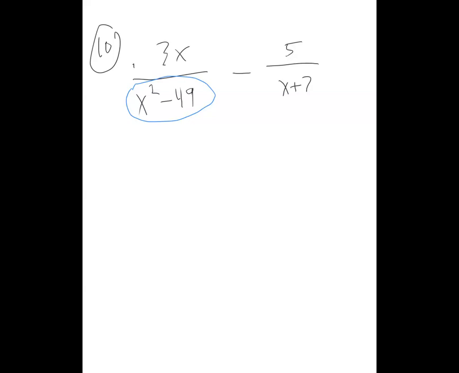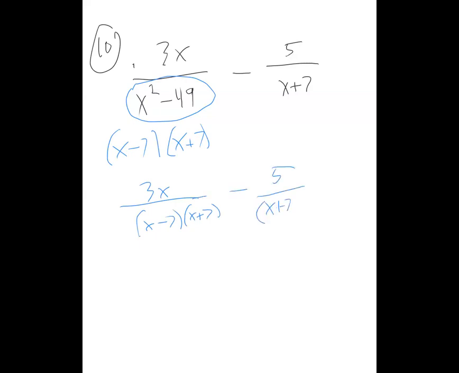So factor it. So it'd be x times x, and then the 49 breaks apart into negative 7 times positive 7. There we go. That also has the x plus 7 in it from the other side too, right? So those two things are the least common multiples of the denominators. So let me rewrite this. 3x over that, and then minus 5 over that, and nothing else, right?